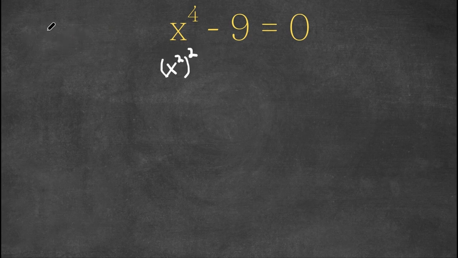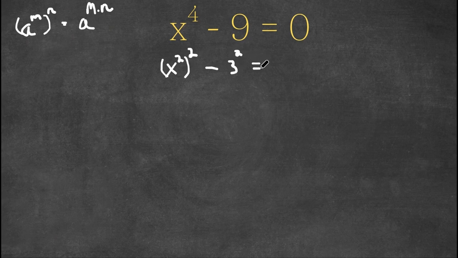Because remember, an important property of exponents is that a to the power of m, to the power of n, is also equal to a to the power of m times n. So what I'm doing is simply reversing this, converting it back to its original form. So x squared to the power of 2 minus, I'm going to change 9 to 3 squared, and this is still equal to 0.